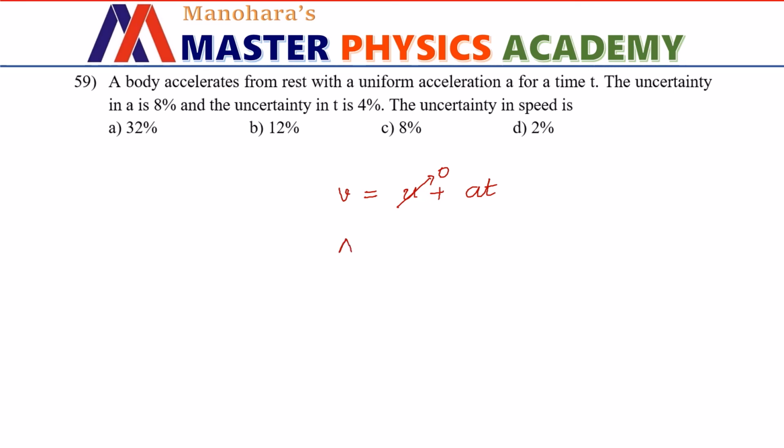Now what do we know about uncertainty? Delta v by v, that is uncertainty in speed, is equal to uncertainty in a plus uncertainty in t. So it is given that uncertainty in a, that is error in a, is 8% and uncertainty in t, that is error in t, is 4%. So adding these two, we will be getting uncertainty in speed equal to 12%. So correct option is option B.